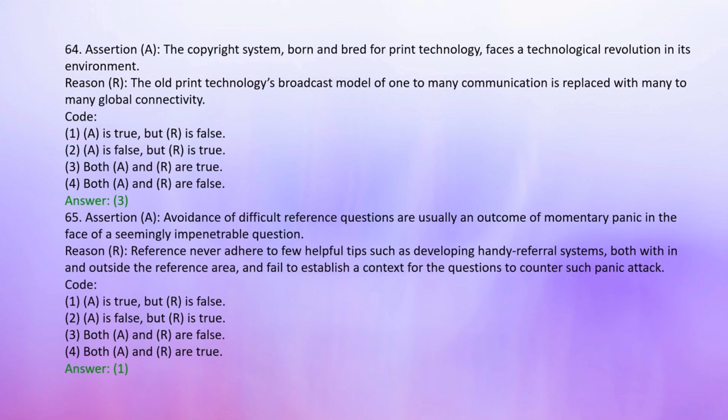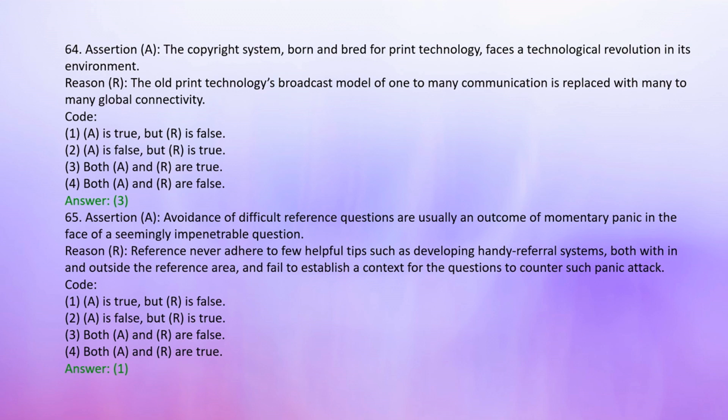Number 64. Assertion A. The copyright system born and bred for print technology faces a technology revolution in its environment. Reason R. The old print technology's broadcast model of one-to-many communication is replaced with many-to-many global connectivity. And correct answer is 3, means both A and R are true.